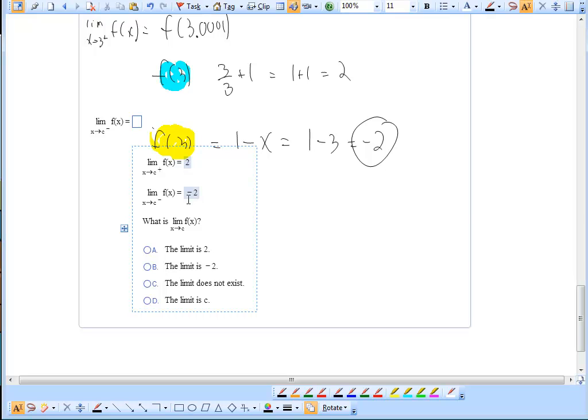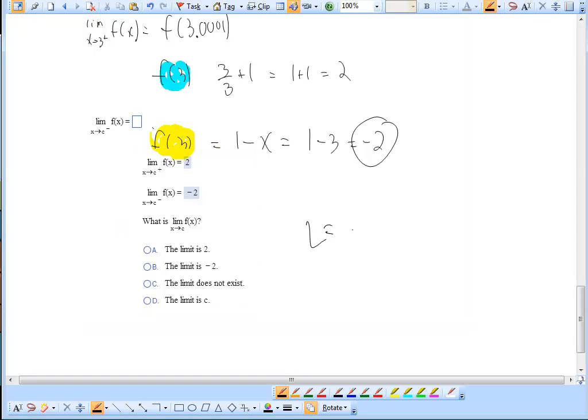So as we look at our limits, as we approach from the right side, it says positive 2. The left side limit, as x approaches 3 from the left, says negative 2. Left and right don't agree. When your left limit is not equal to your right limit, what does it tell you about your limit in general? It does not exist. The limit doesn't exist. So the answer would be C.